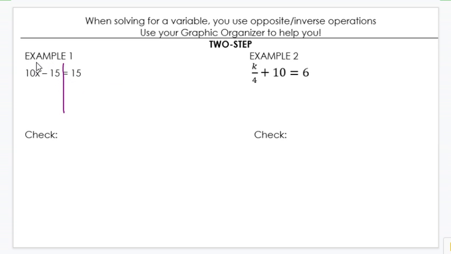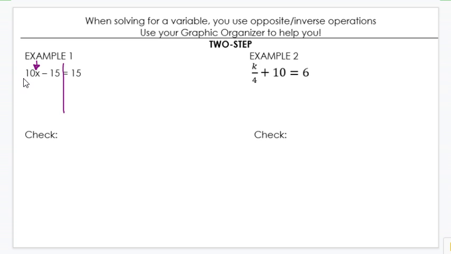So we always start by identifying our variable, which is what we want to get by itself. I always draw just a little arrow, so I remember this is my goal, is to get x alone. So I look at what's around it. I have 10 times x, but I also have a minus 15. So starting on my foldable, do I have any grouping symbols? Are there any parentheses, brackets, braces, or fraction bars? And the answer is no.